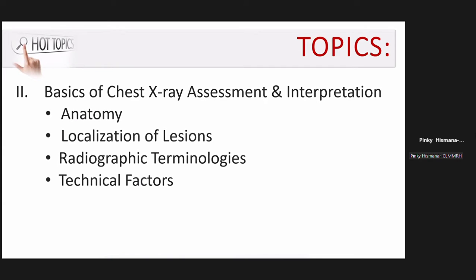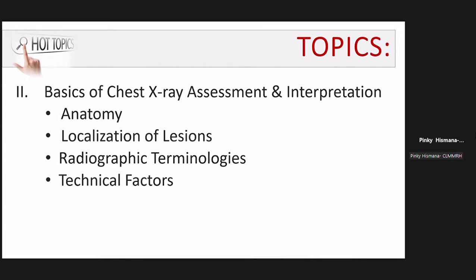So we're going to continue with part two, which is assessment and interpretation of chest X-ray. This is both for pulmo and cardio, and of course, we're going to discuss along the way. It's just going to be a mix of anatomy, localization of lesions. I will also be introducing radiographic terminology, such that when you see requests, when you see results of X-ray, you would know what the radiologists are referring to.